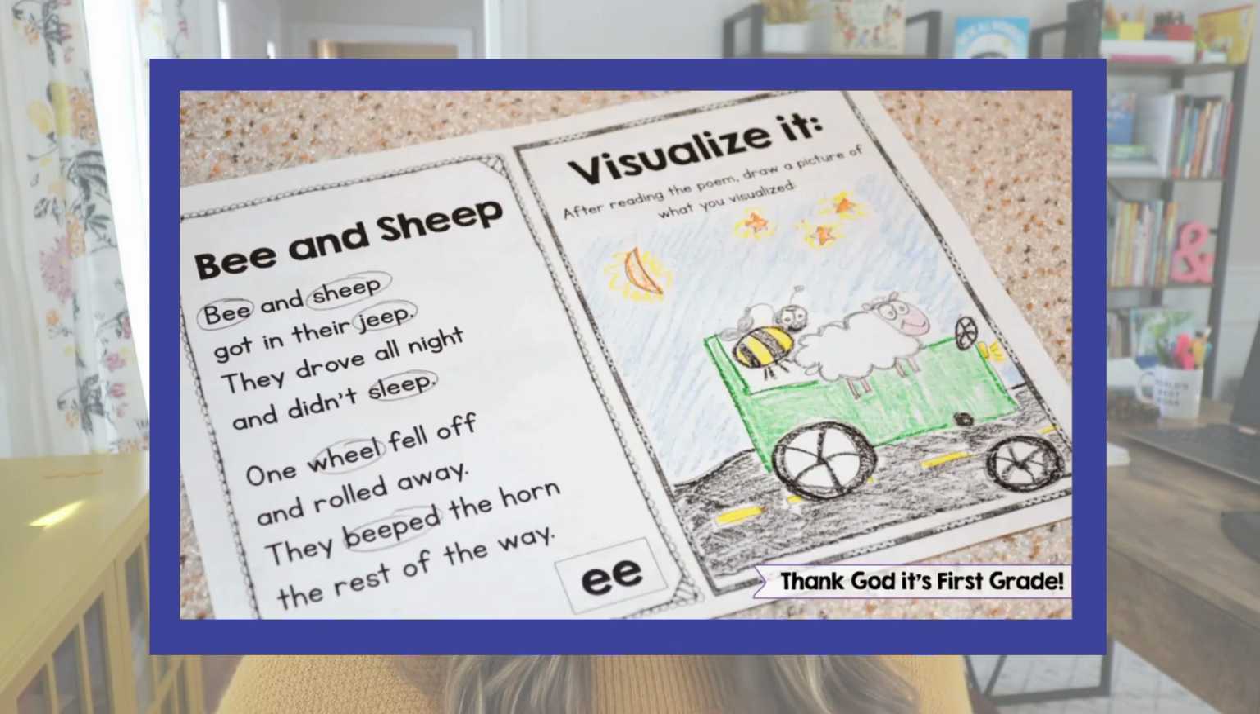Here you can see the phonics pattern is E-E, long E, and students would read the poem. Bee and sheep got in their Jeep, they drove all night and didn't sleep. One wheel fell off and rolled away, they beeped the horn the rest of the way. Just like with any other poem, I would have students read it with me. Maybe we would echo read it, choral read it. They would identify those EE words before they went ahead and visualized the poem. Again, I want them reading and rereading the poem for them to then know it well enough to create their own mental image.